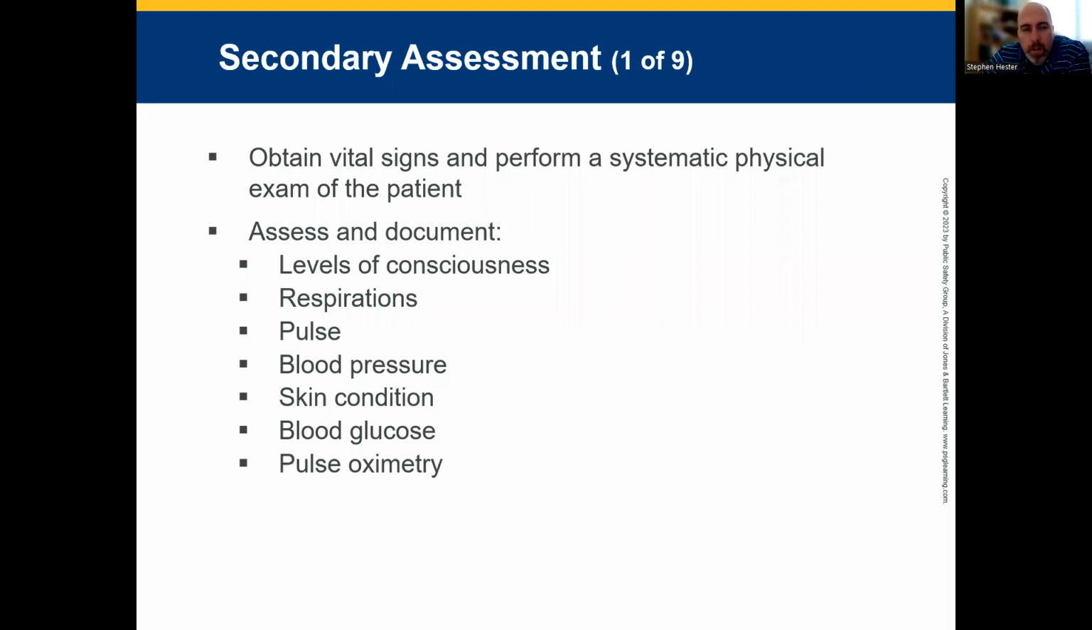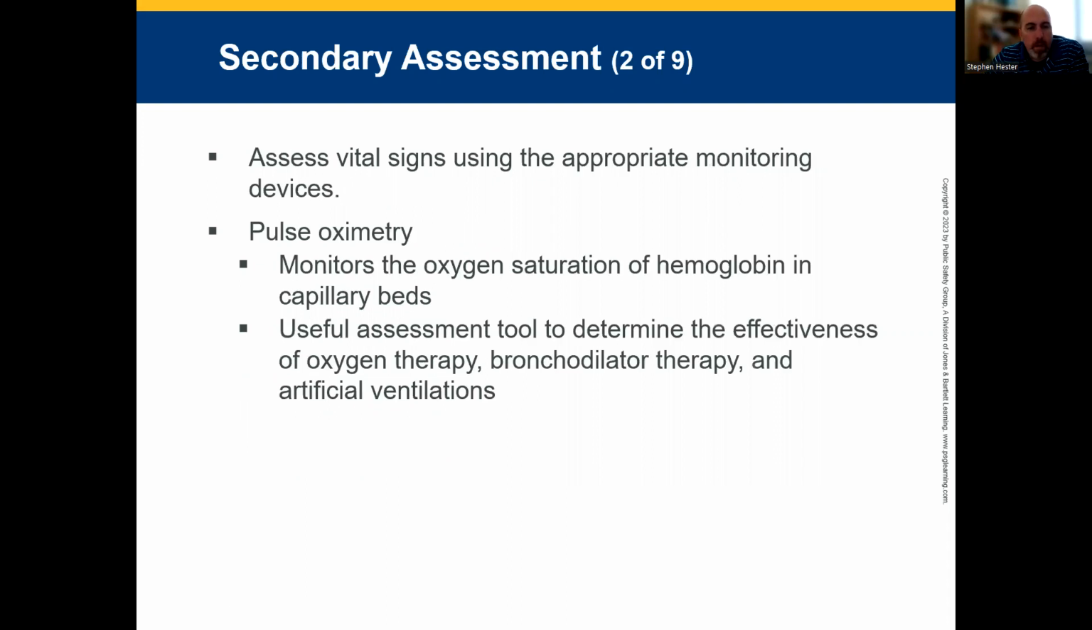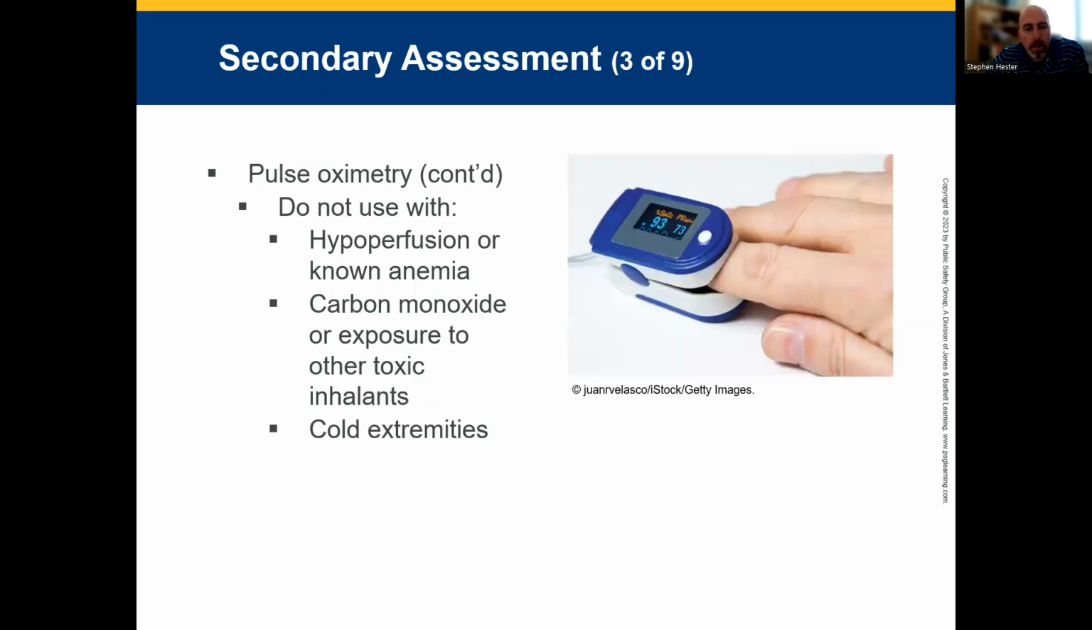So get your vital signs, perform your systemic physical exam. Look for all these things here, be able to document each one of them. On that beginning pulse ox, I usually try to get that as much as possible, especially in those respiratory patients. Get your vital signs, pulse oximetry. It could be indicative of bronchodilator therapy, possible artificial ventilations if needed.